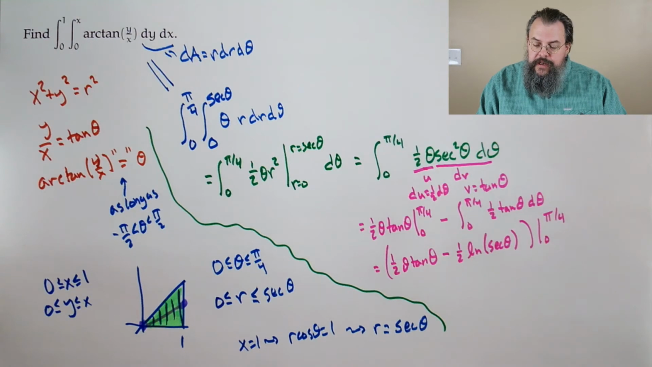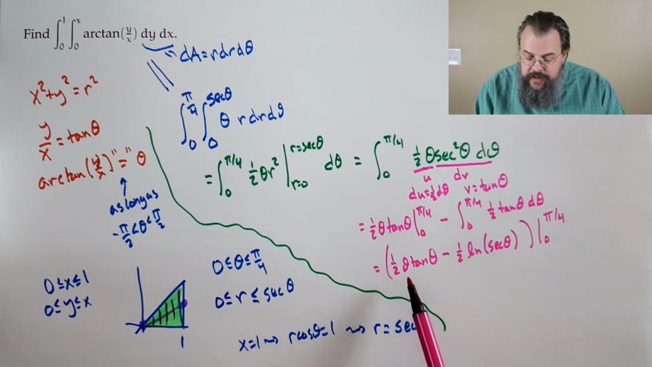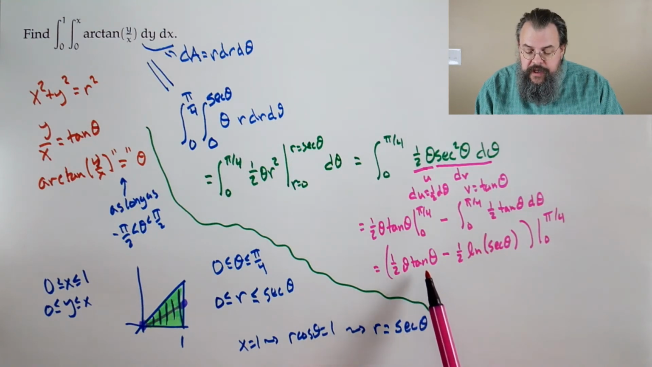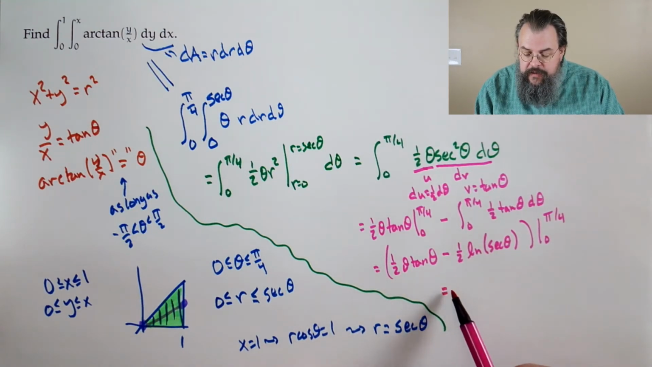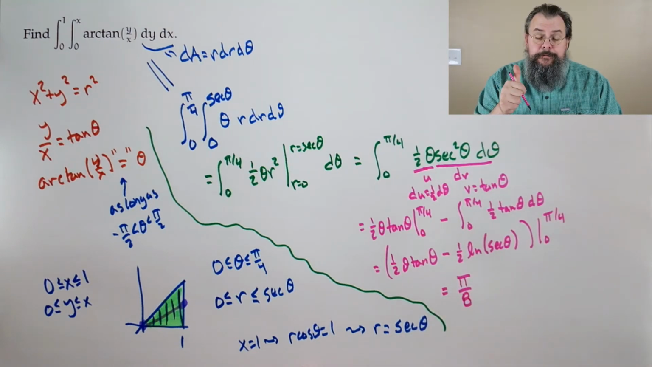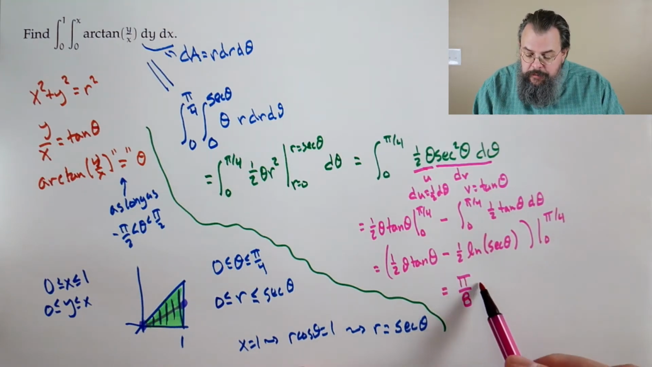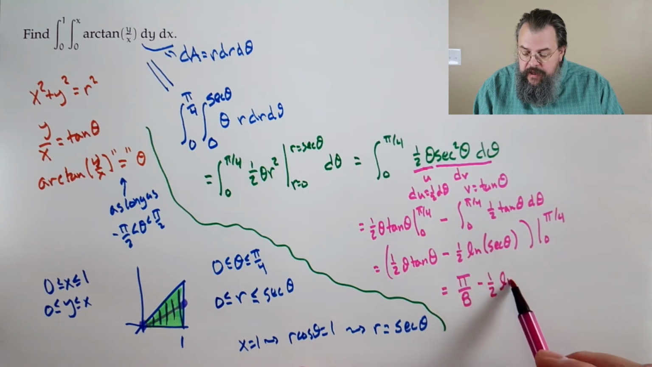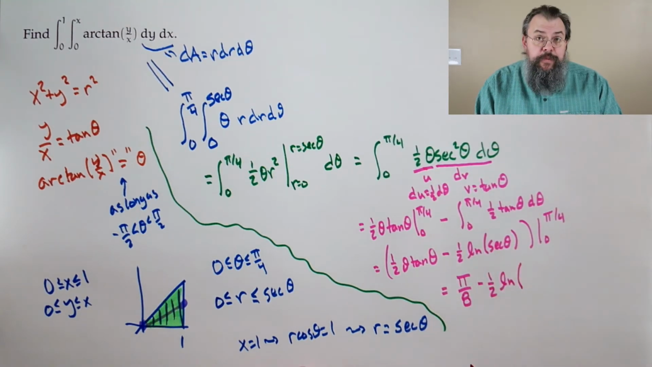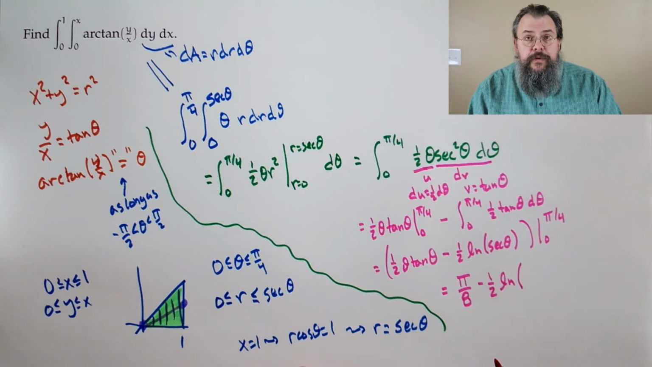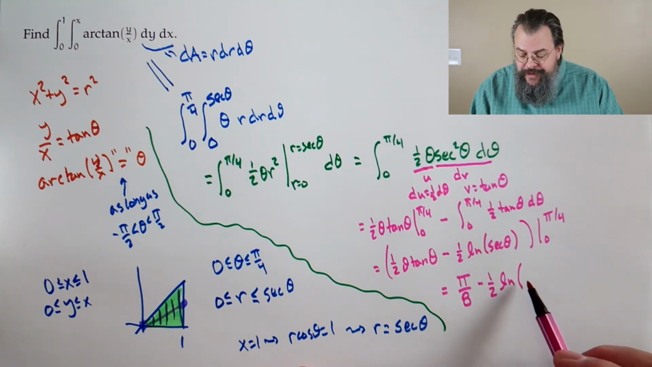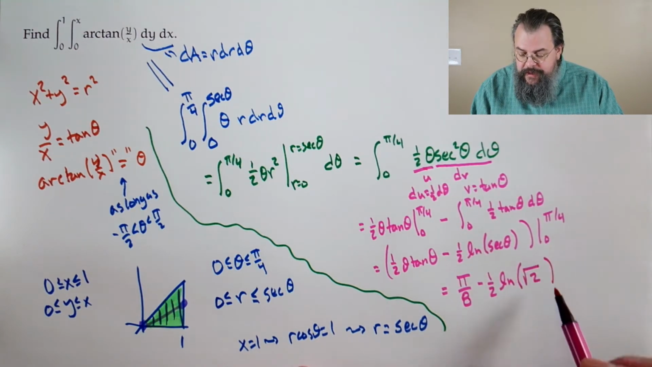Well, we plug in pi over 4. What do we have? We have 1/2 times pi over 4 times tangent of pi over 4. Well, that's going to simplify to pi over 8, because tangent of pi over 4 is 1. Minus 1/2 log of secant of pi over 4. Well, secant of pi over 4 is square root of 2. So we can write that as the square root of 2 there.